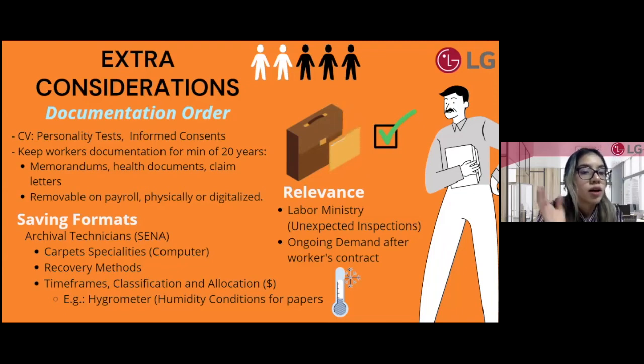They know how to assign a specific time frame, classification, and allocation. For example, sometimes some documents or some papers need a hygrometer to measure humidity and keep safely some physical or original documents in order not to damage them in the long run, to assure the progress in the company. And of course, if the labor ministry conducts an unexpected inspection, we have all the necessary documentation classified.